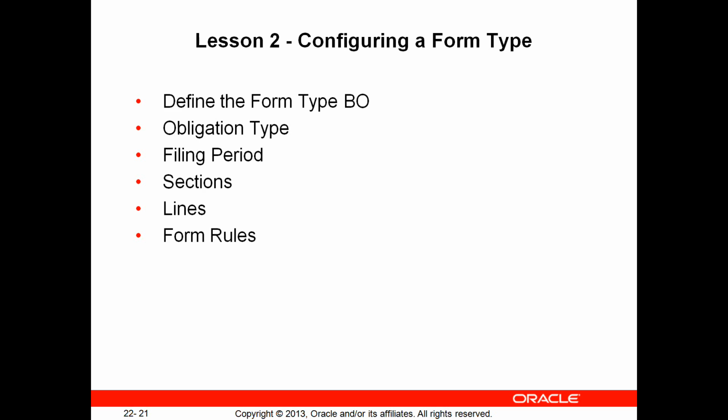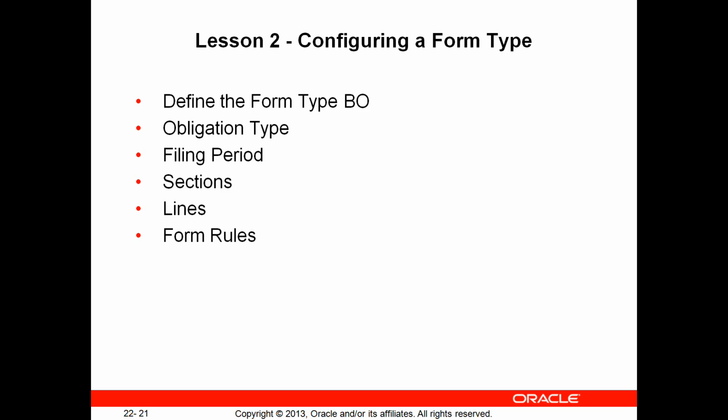So what have we learned in this lesson? We've shown that the most important thing when you define a form type is to choose the correct underlying business object. For this individual income example, we're using the filing form type and filing calendar form type, the one that actually requires you to have a filing period. Besides that, we will always need to define an obligation type for a form type, so that a form type is used for a specific type of obligation, whether it's individual income, sales and use.